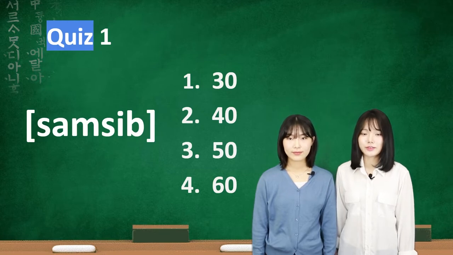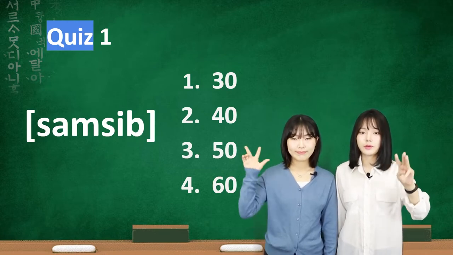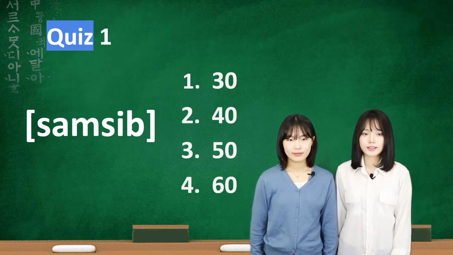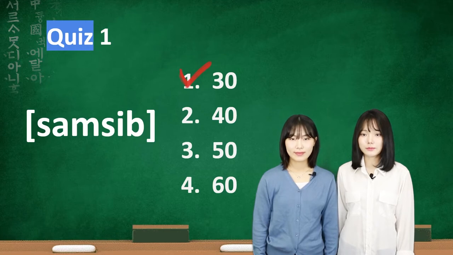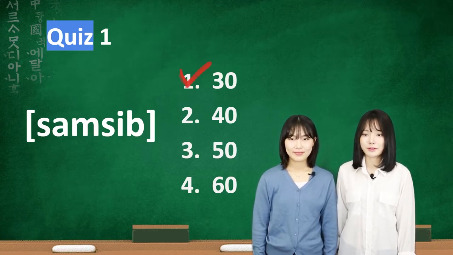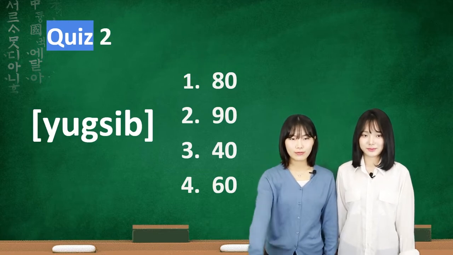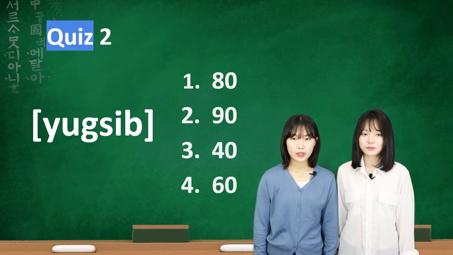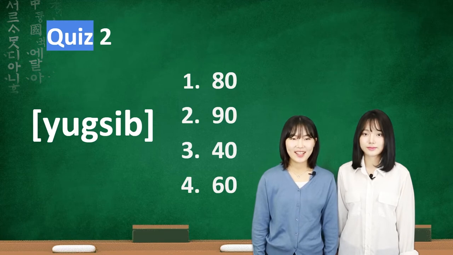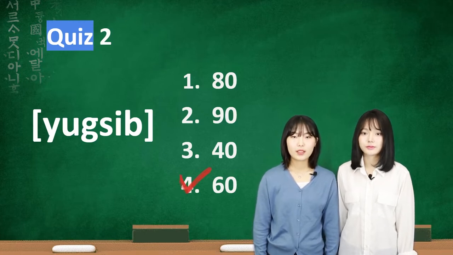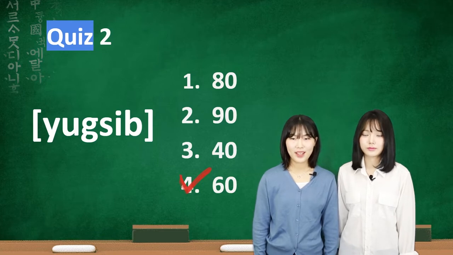I will give you 5 seconds. 5, 4, 3, 2, 1. Yes, the correct answer is number 1. 30. Good job. Next. Question 2. 60. Which of the following is correct? 5, 4, 3, 2, 1. Yes, the correct answer is number 4. 60. Very good.